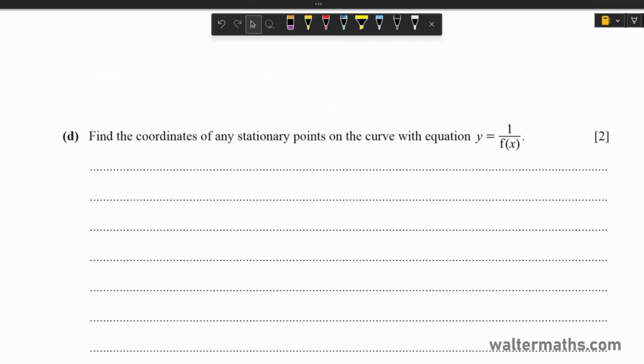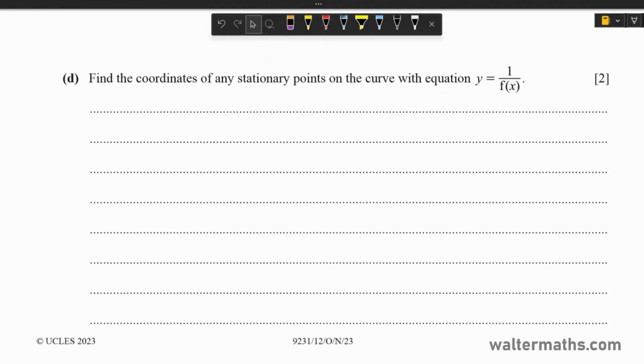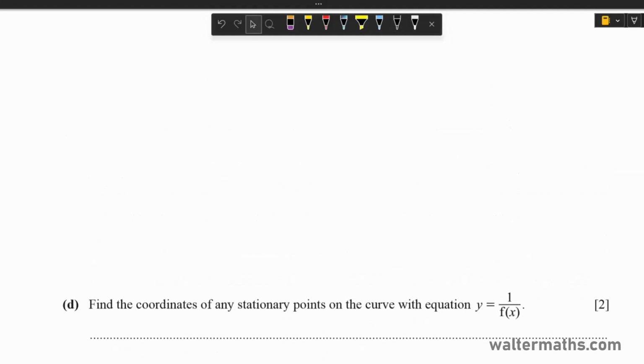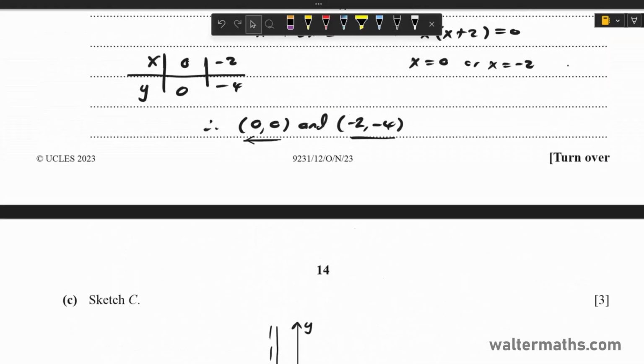Let's move on. On part D, the question says, find the coordinates of any stationary points on the curve with the equation y is equal to 1 over f of x. Now, y is equal to 1 over f of x is the reciprocal graph, and we are going to consider the turning points of the original graph, which are at 0, 0 and at minus 2 and minus 4.